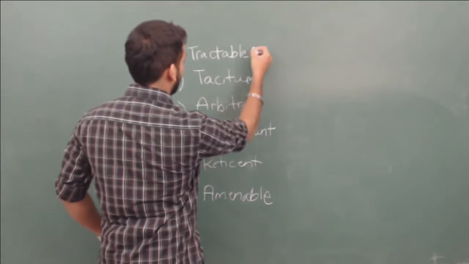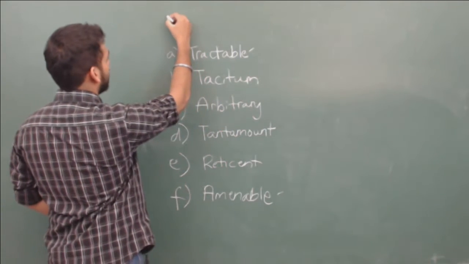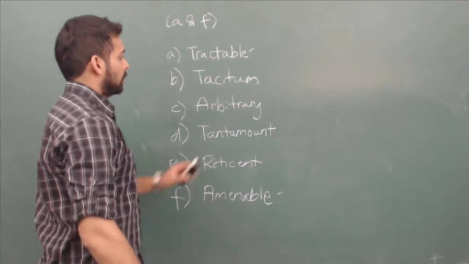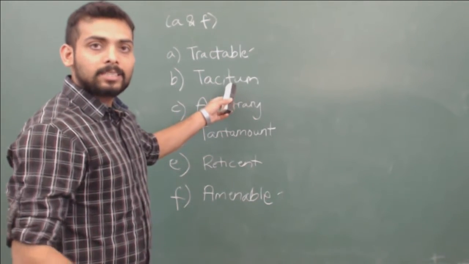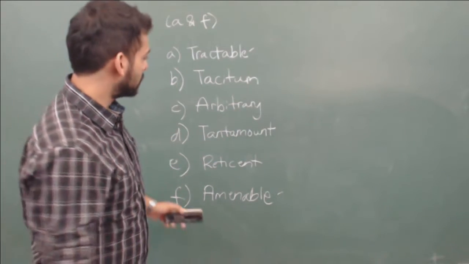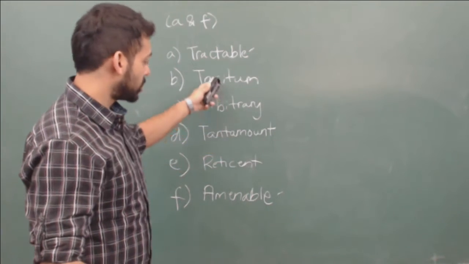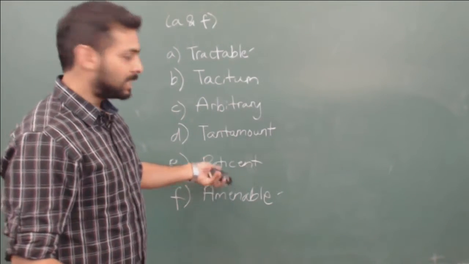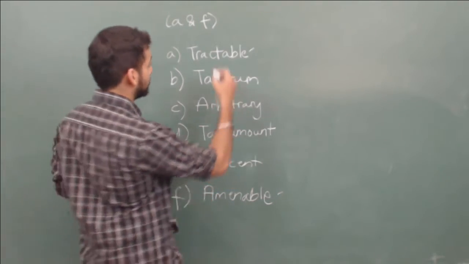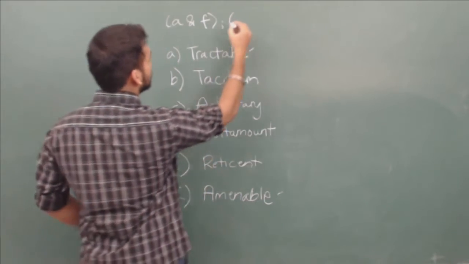Okay, so tractable and amenable form a pair. So I have one pair of A and F. Now taciturn means difficult to talk to, or somebody who doesn't speak much, a silent person. Do we have any other word which has a similar connotation? Yes, we do. It is reticent. Taciturn and reticent both mean people who are silent. So I have another combination, that is B and E.